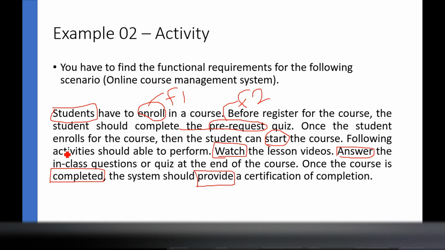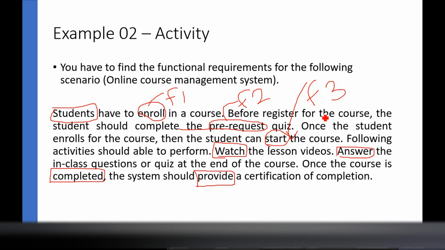Once the student enrolls for the course, that means F2 is completed, F1 is completed. Now it's a sequential activity. The student enrolls for the course, then the student can start the course. This is another functional requirement. The system should facilitate the student to start the course. There should be a button.